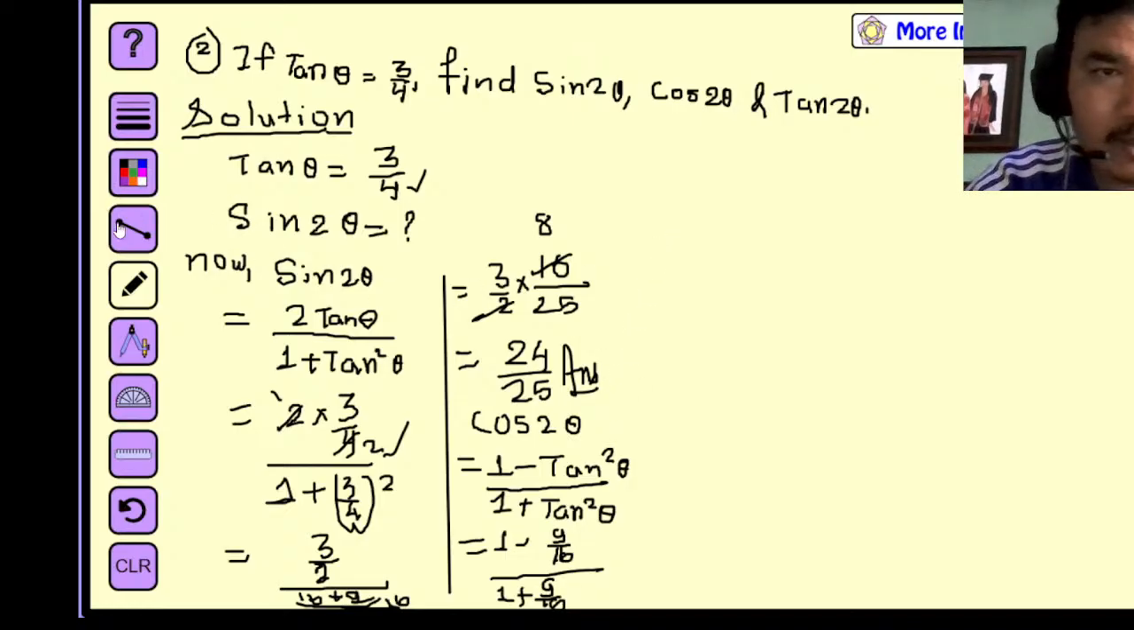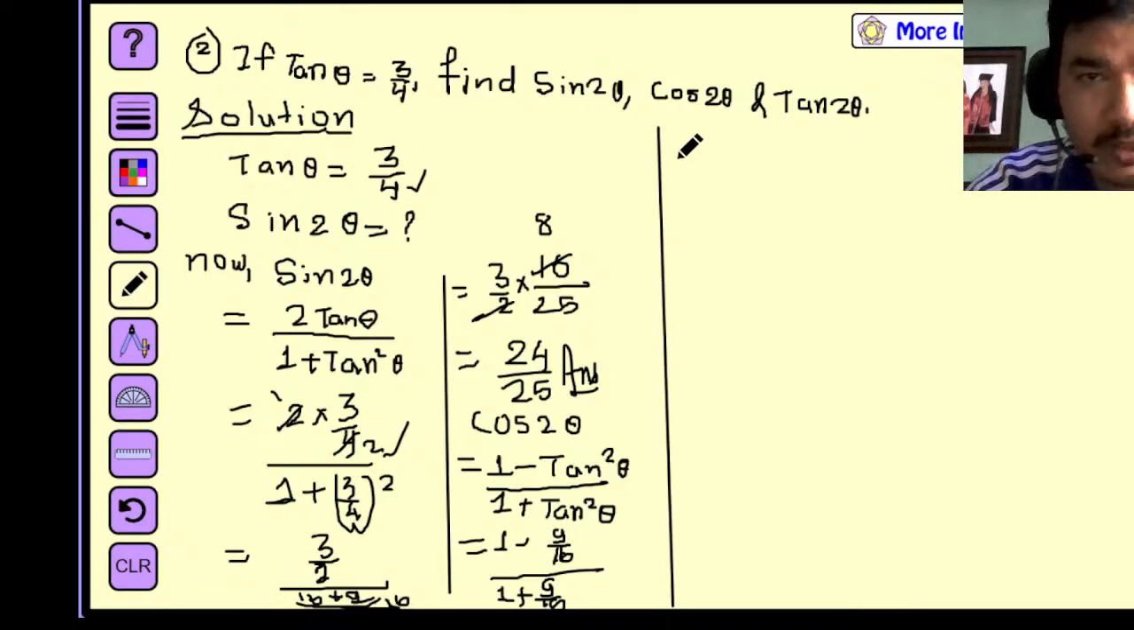Then when you take the LCM here, now again draw a line here. Okay, I'm solving here. Then what will be here? If you take the LCM, this will come here as 16 minus 9, whole upon 16. Okay, we have taken 16 as the LCM.